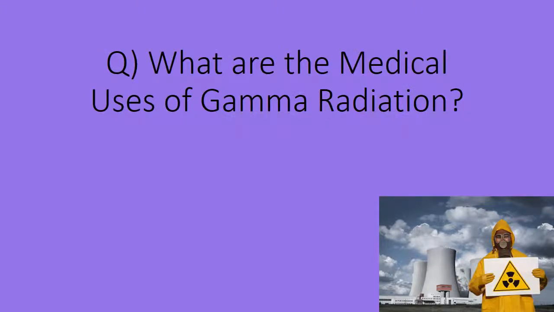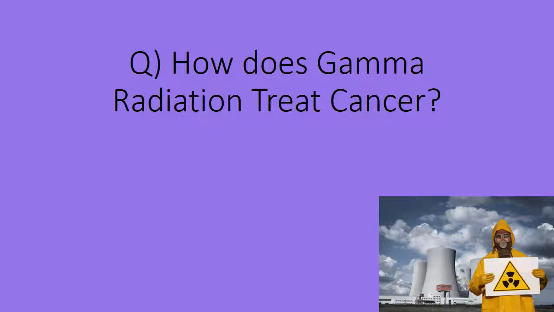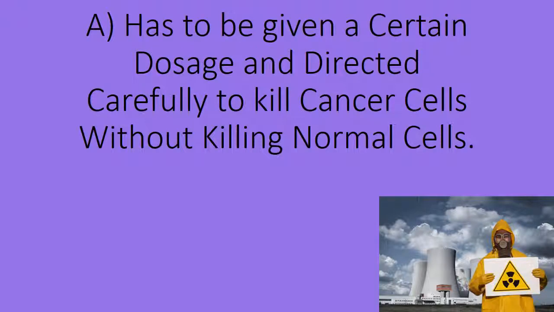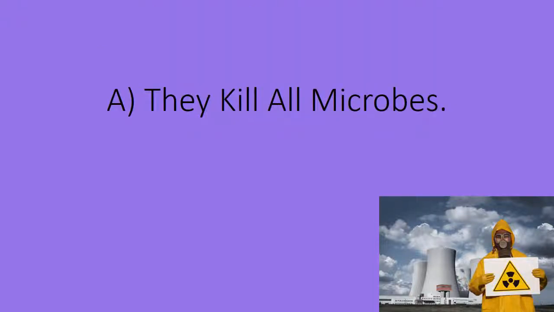What are the medical uses of gamma radiation? Treats cancer, sterilises medical instruments. How does gamma radiation treat cancer? It has to be given a certain dosage and directed carefully to kill cancer cells without killing normal cells. How does gamma radiation sterilise medical instruments? They kill all microbes.